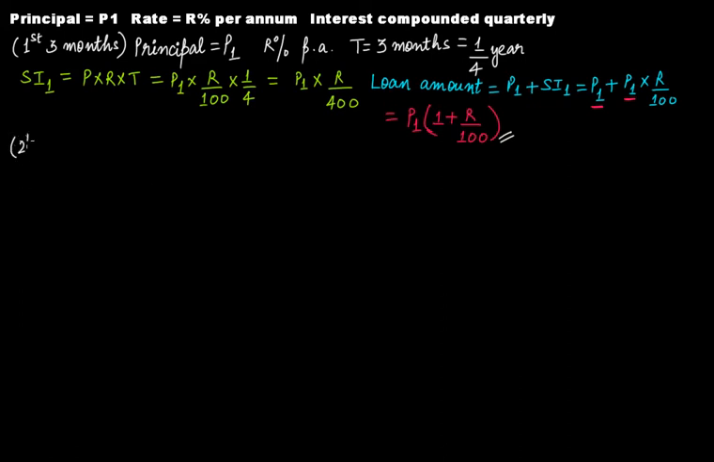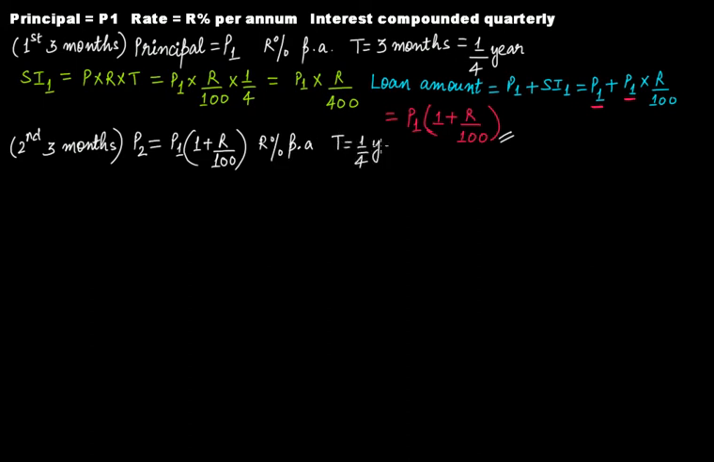So the second 3 months. In this case, let's denote the principal by P2, and P2 will be equal to this, that is P1 times 1 plus R by 100, and your rate will remain the same, that is R% per annum, and the time period will be equal to 1/4 year, that is 3 months. So if you calculate simple interest, let's denote it by SI2. SI2 will be equal to P2, that is the principal. Here it is P1 multiplied by 1 plus R by 100, multiplied by R by 100 multiplied by T, that is 1/4 year.